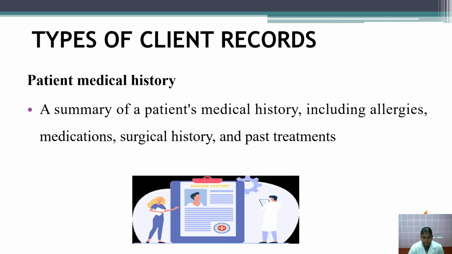Next we'll see the types of client's record. There are so many types of client's record. First one is patient medical history. What does patient medical history mean? It's a summary of a patient's medical history. It includes allergies, what medication we have given, the surgical history, and all the past treatments. All this is included in the patient medical history.